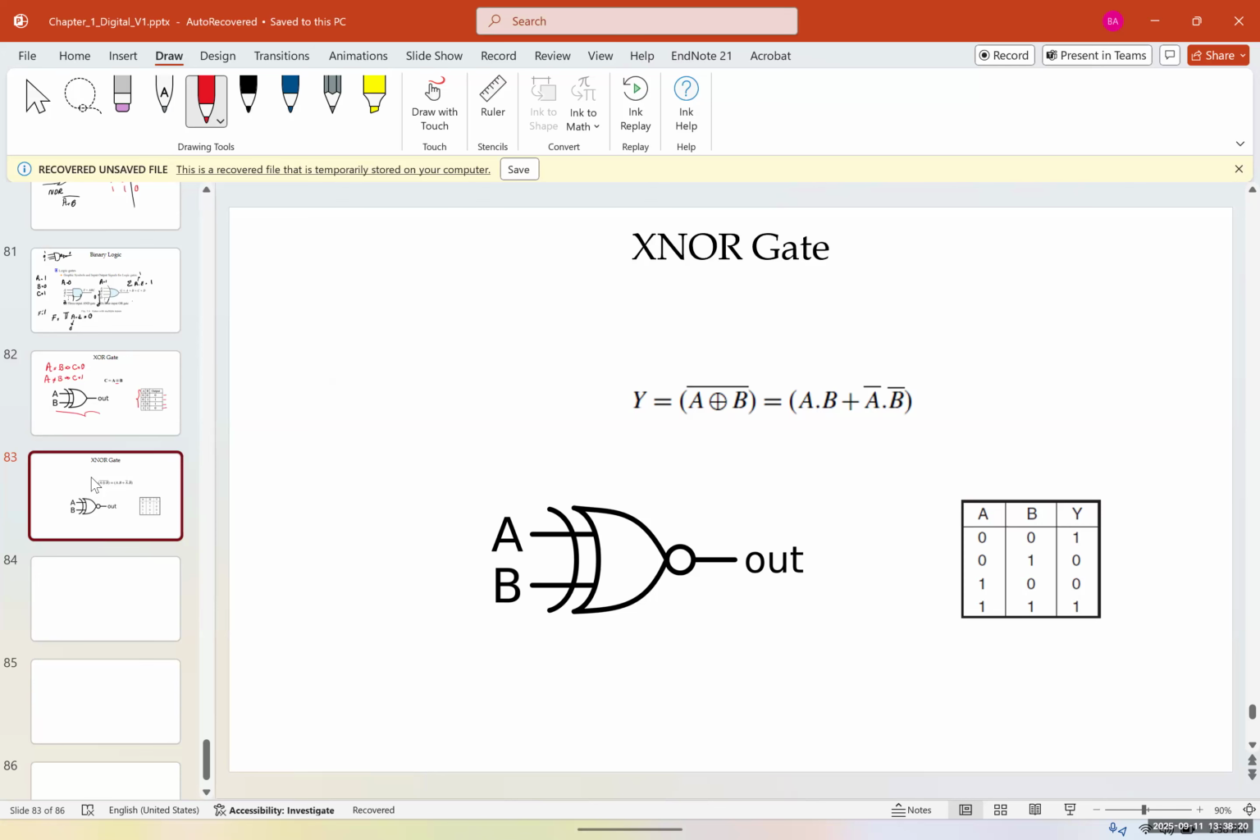That is equal to, and I'll show you that in De Morgan's law and so on, that it's equal to A and B plus A bar and B bar, or A dot B plus A bar dot B bar.